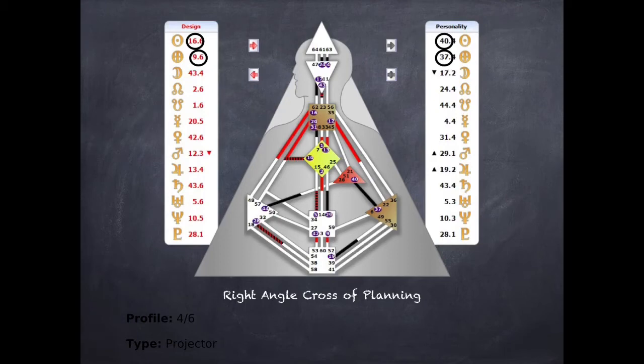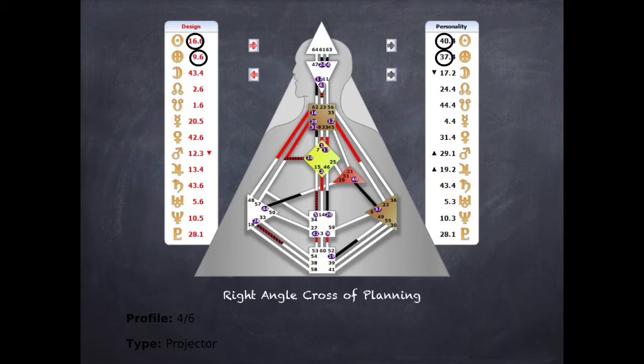So now if we go into the incarnation cross, we see that this person is the right angle cross of planning. All right angle crosses are considered people who are here to have an interpersonal experience. And that means they're here to discover more about themselves through relationships and how they interact in the world. So really, it's a journey of self-discovery when you have a right angle cross. The right angle cross is made up of the conscious sun and conscious earth, and unconscious sun and unconscious earth.